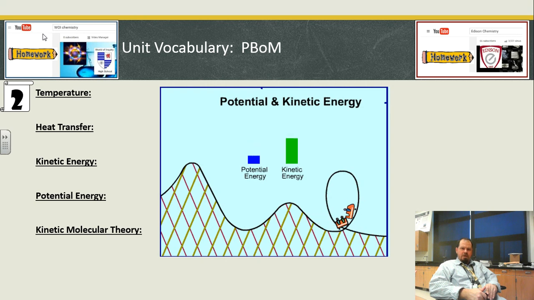Okay, kinetic energy. Ooh, here we go. Watch so carefully the bar graph. I see how it's changing. Potential energy is changing as I go up, up, up, up, up, and then it goes to kinetic, and then it goes up, up, up, up.